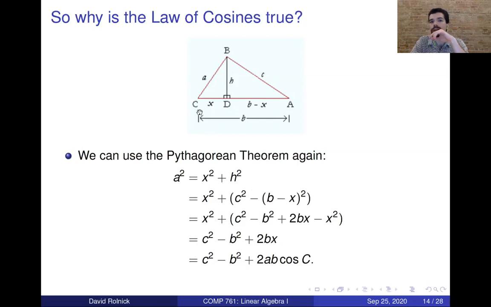So a squared equals x squared plus h squared, and what is h squared? Well, if we apply the Pythagorean theorem to this other right triangle, c squared equals h squared plus (b minus x) squared. So h squared equals c squared minus (b minus x) squared. If we expand this out, then we get this. The x squareds beautifully cancel. And rearranging, we get that a squared is equal to c squared minus b squared plus 2bx.